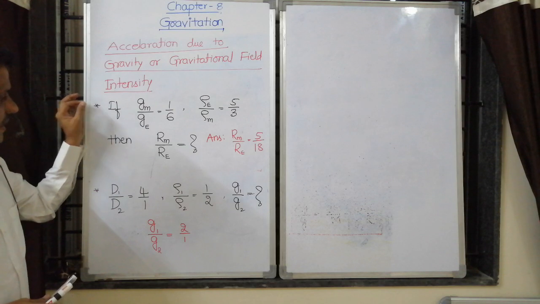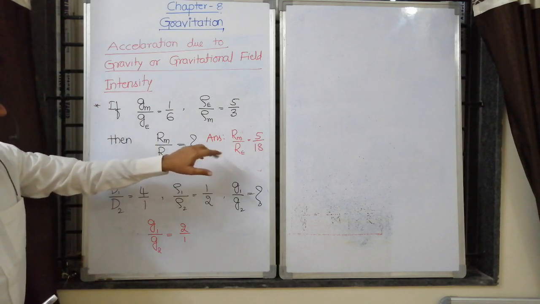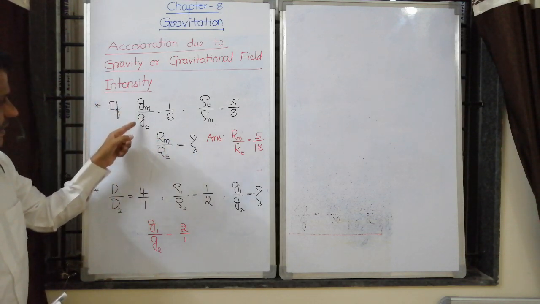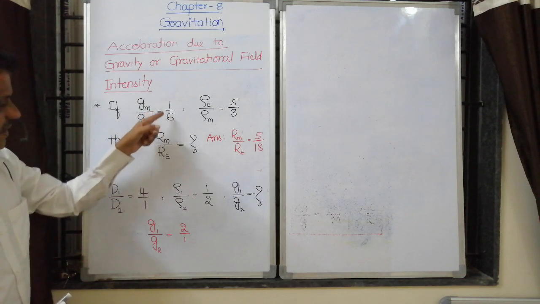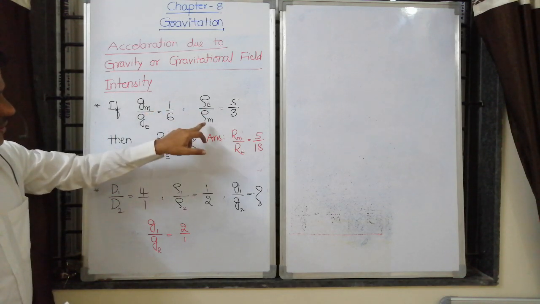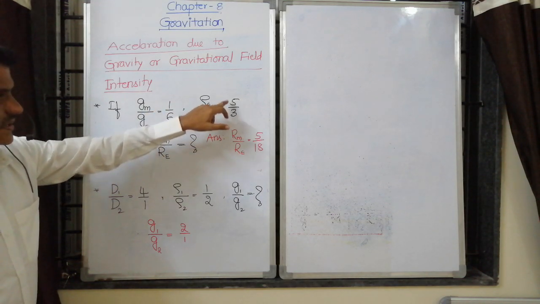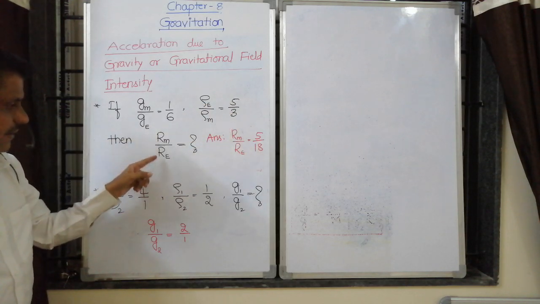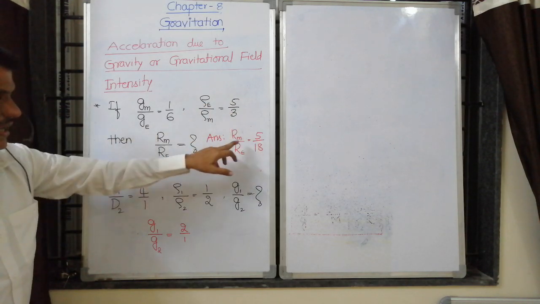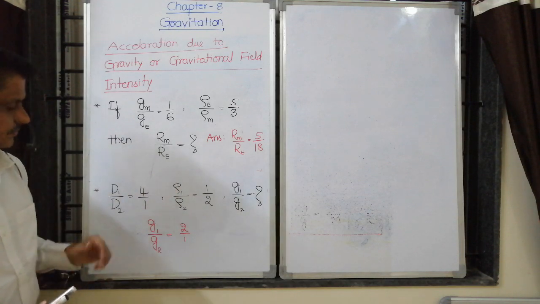In the last hour, I have given two homeworks. One, if Gm by Ge is 1 by 6, rho E by rho m is 5 by 3, then Rm by Re is how much? Answer is 5 by 18.